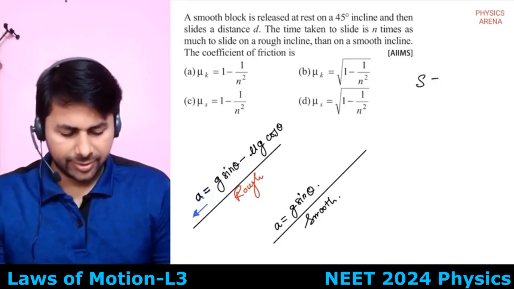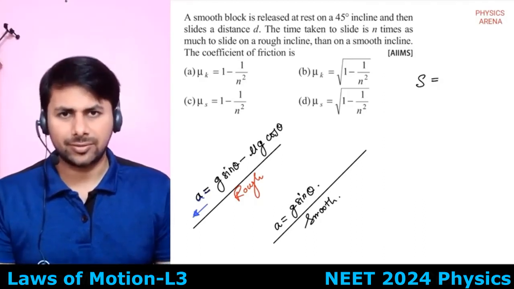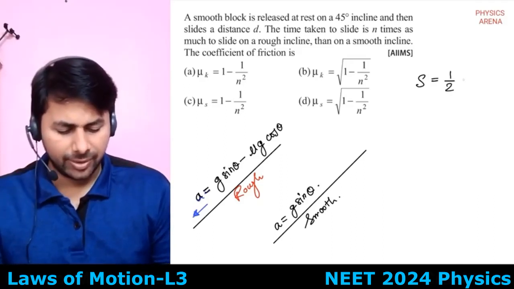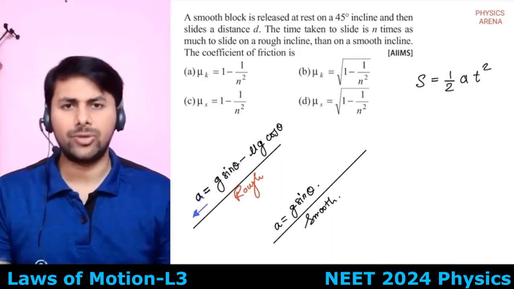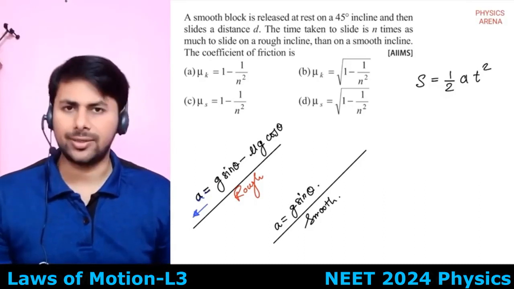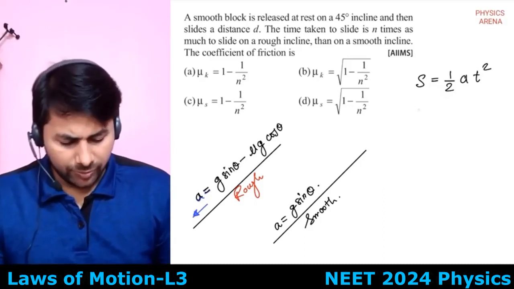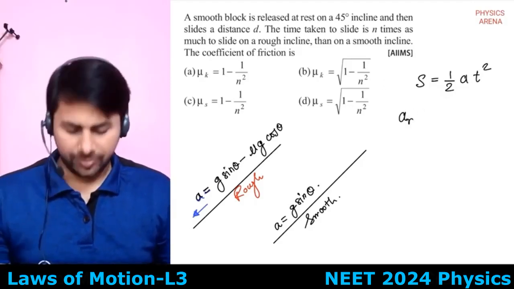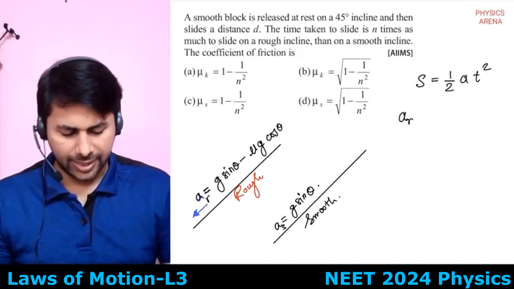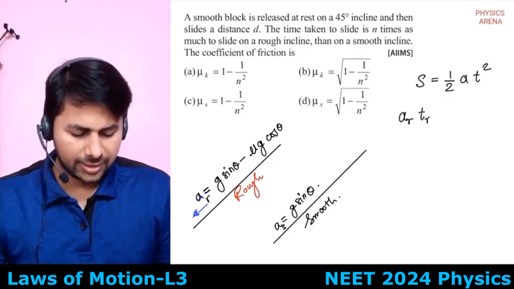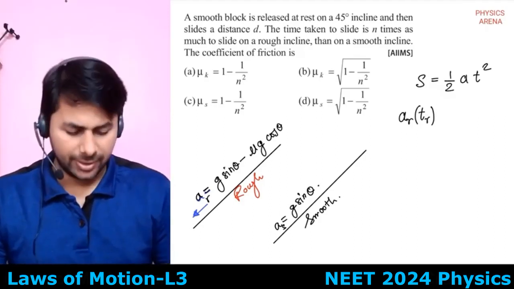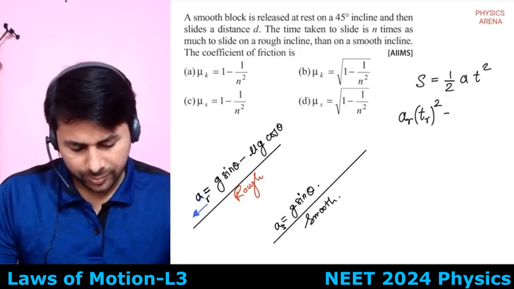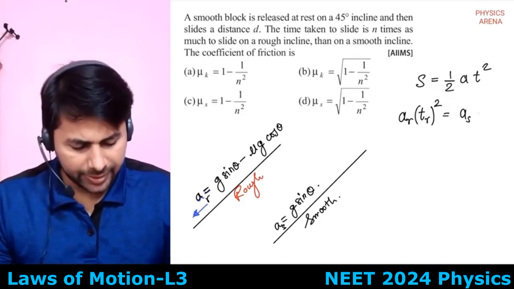So let's say s is equal to ut plus half at square. But u is 0, so s is just half of a into t square for both the rough as well as the smooth incline. AR is the acceleration on the rough surface, AS is the acceleration on the smooth surface, and TR is the time taken on the rough surface. So AR into TR square will be equal to AS into TS square.